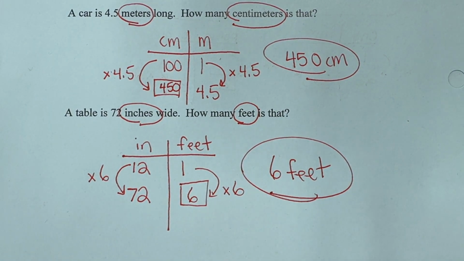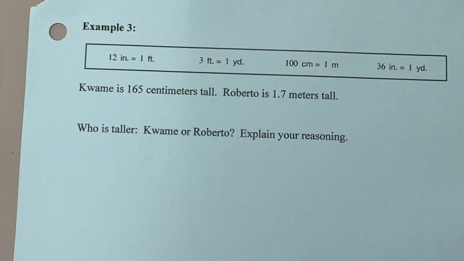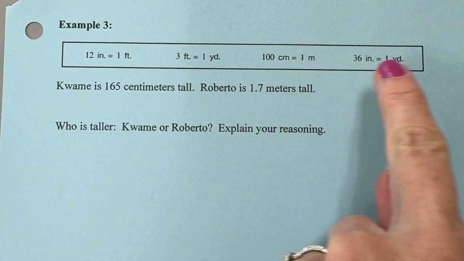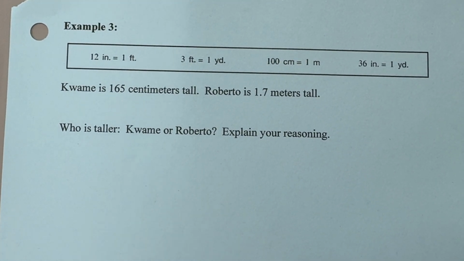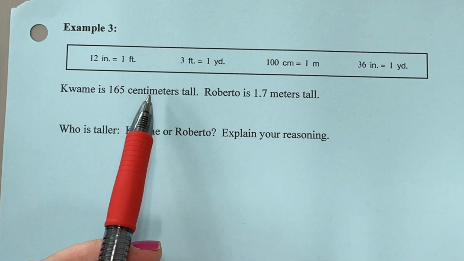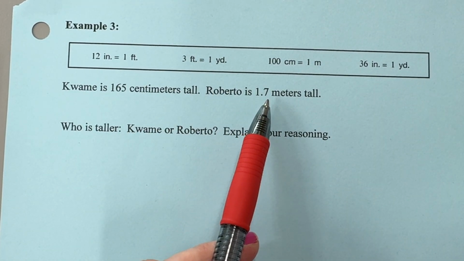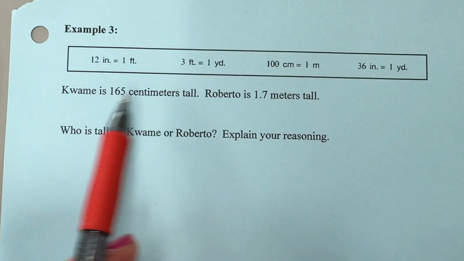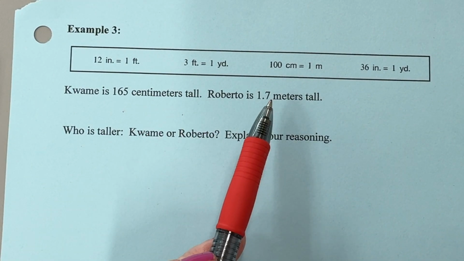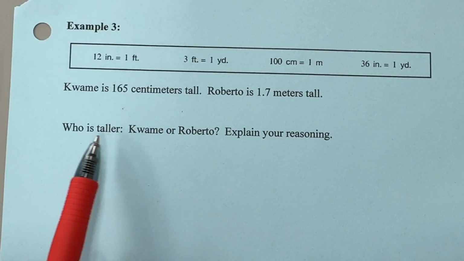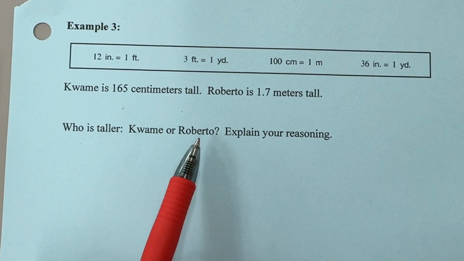And the last example for these notes is example 3 on page 41. Here it is. More conversions across here. And then 2 questions. First question. Kwame is 165 centimeters tall. Roberto is 1.7 meters tall. So we've got 2 gentlemen. We have both of their heights, but they're measured in different units. The question is, who is taller, Kwame or Roberto?